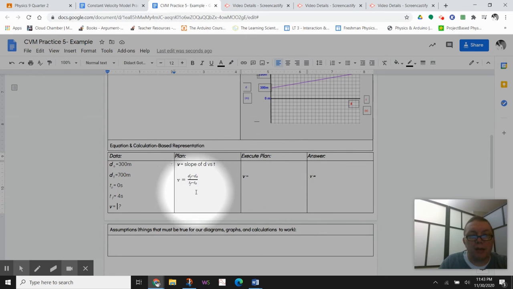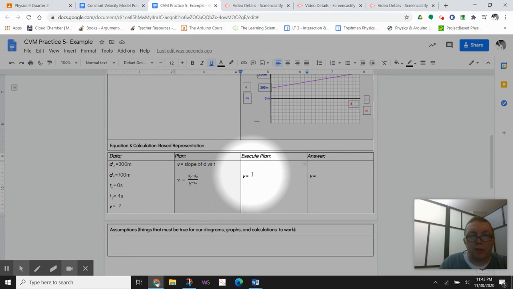Then we've got the plan. Remember, the velocity is the slope of a position time graph, and slope is y2 minus y1 over x2 minus x1, rise over run. We have a position time graph, so df minus do is like y2 minus y1, and tf minus to is like x2 minus x1.